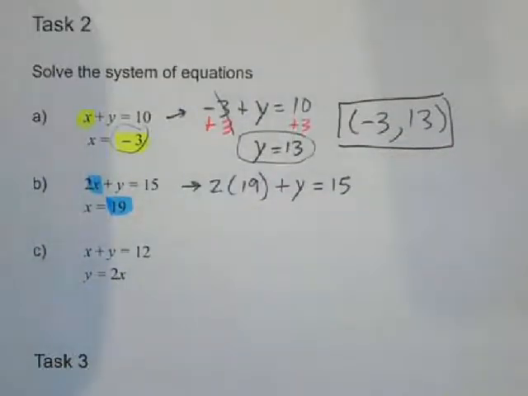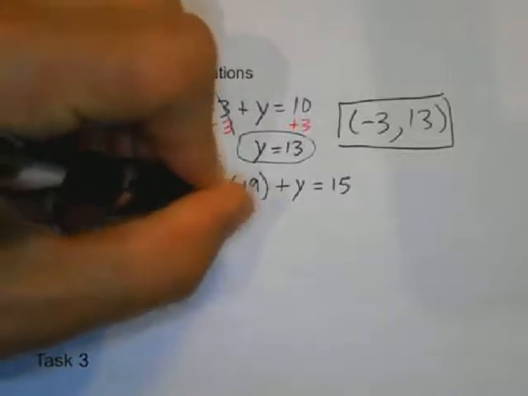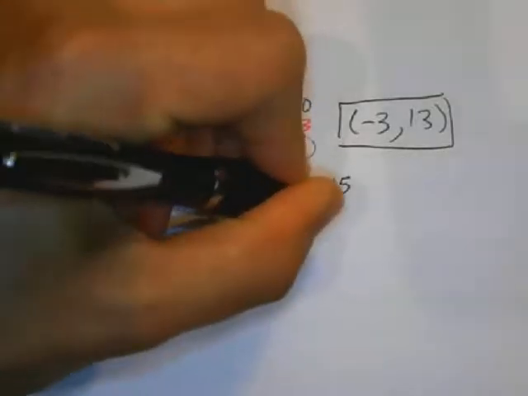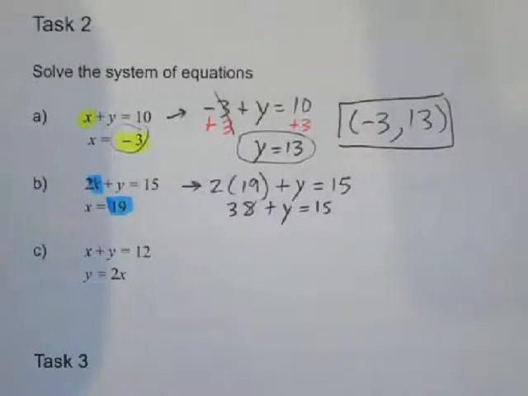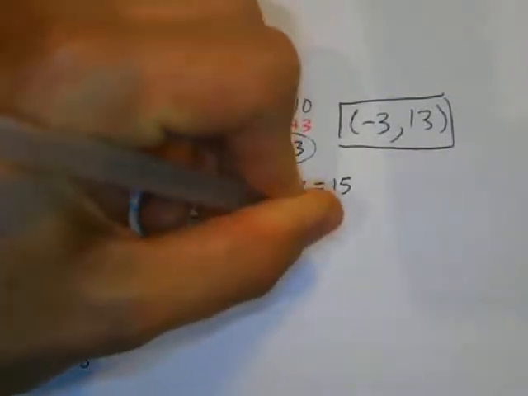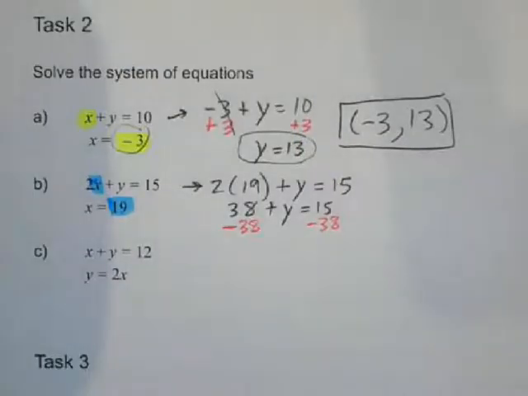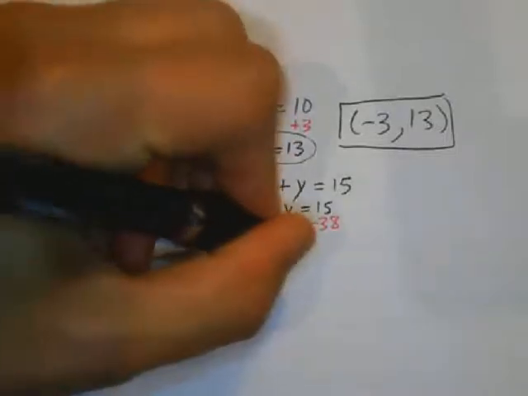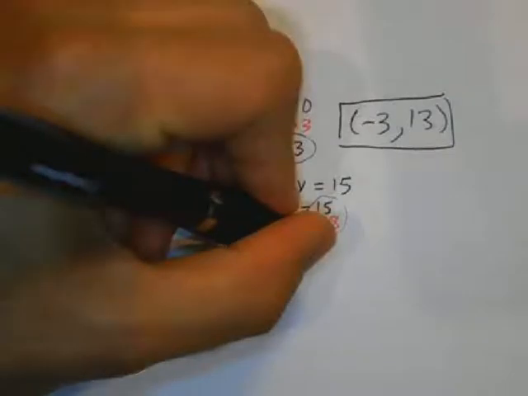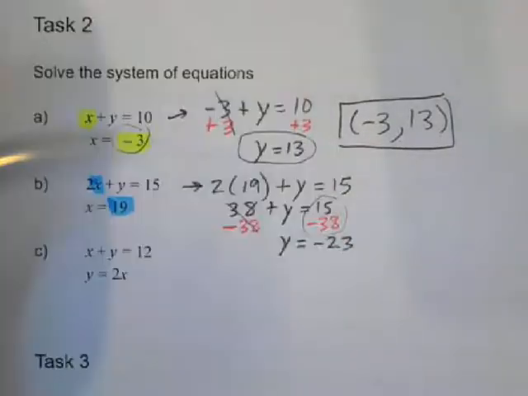Okay, now I need to do a little bit of algebra. First, what is 2 times 19? 38. So now I've got 38 plus y equals 15. Next step, we're solving for y. So I'm going to subtract 38 on both sides. And that makes this go away. And now I have y equals 15 minus 38, which gives me, hit pause, negative 23.